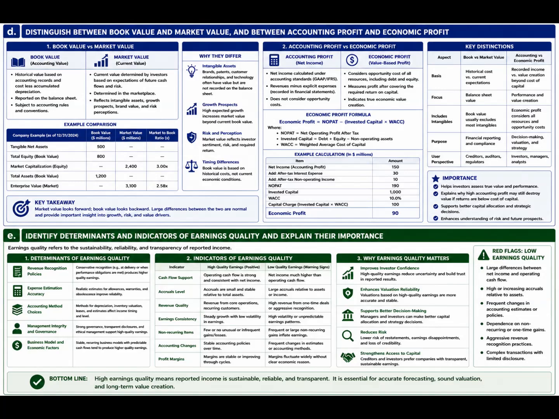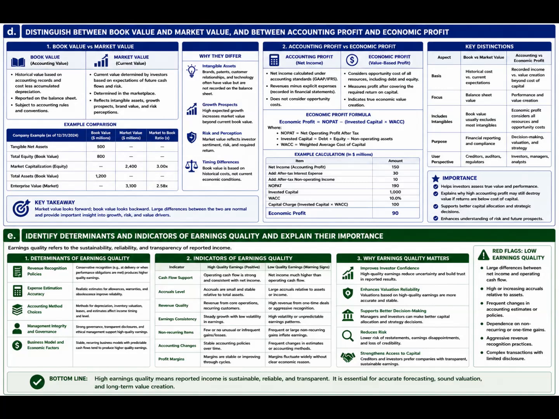Accounting profit is net income calculated under accounting standards. It reflects revenues minus explicit expenses recorded in financial statements. Economic profit considers opportunity costs and required return on capital. It measures value creation beyond the cost of capital and provides a more comprehensive performance assessment. Understanding these distinctions enhances valuation analysis and strategic decision-making.